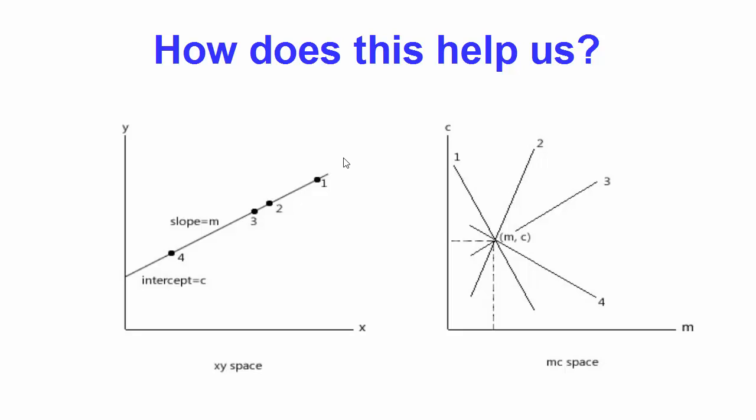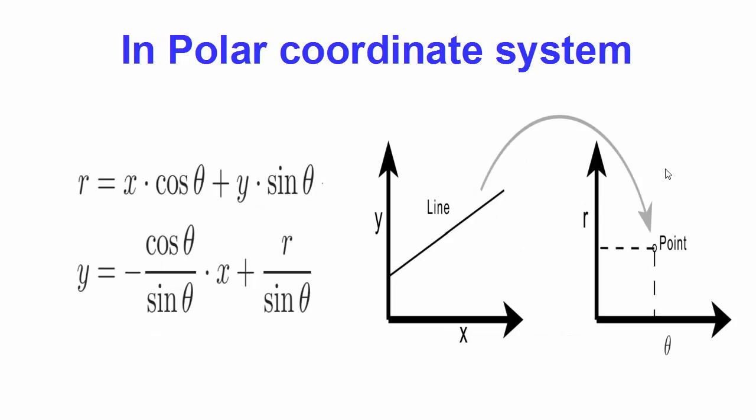So this was the representation of points in a line using MC space using a Cartesian coordinate system. Now let's apply these same concepts which we have learned using the Cartesian coordinate system into a polar coordinate system. As we all know, in the polar coordinate system we can represent a line using this equation: r is equal to x multiplied by cos theta plus y multiplied by sin theta. Or in other form, you can also represent this equation like this, where y is equal to minus cos theta by sin theta multiplied by x plus r divided by sin theta.